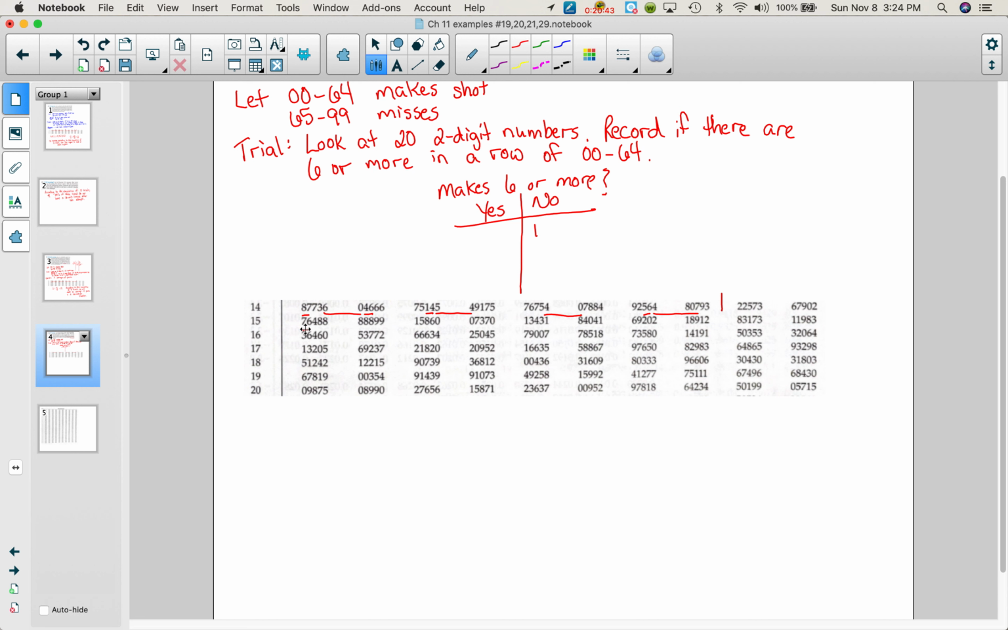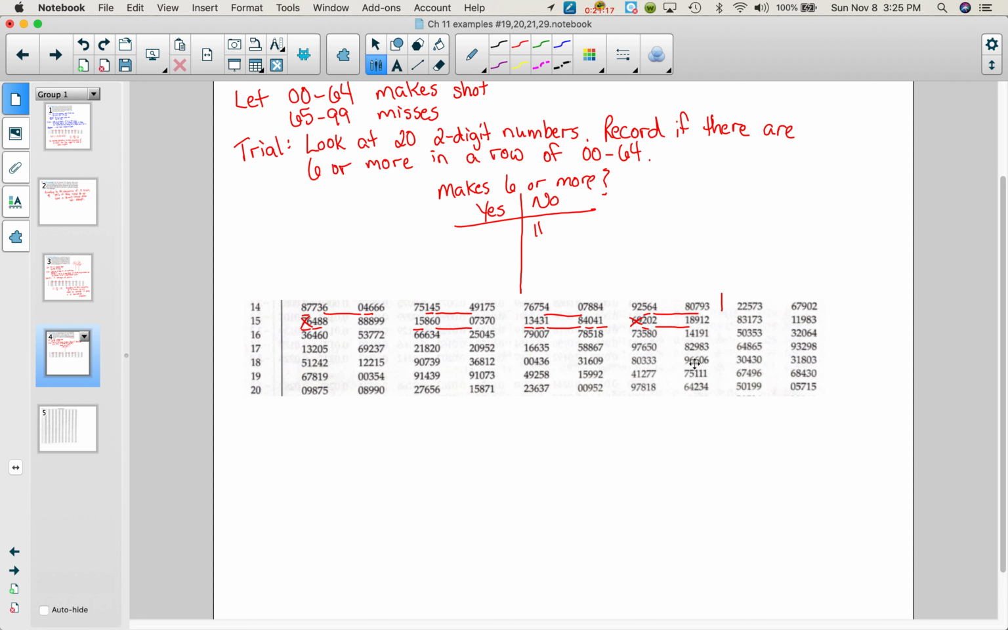So 76 was a miss, 48 makes it, 88 was a miss, 88 miss, 99 miss, 15 makes it, 86 is a miss. Remember again, I'm looking for 6 in a row. 0, 0 makes it, 73 misses, 70 misses, 13 makes it, 43 makes it, 18 makes it, 40 makes it, 41 makes it, 1, 2, 3, 4, 5 in a row, 69 misses. So she came close, 20, 21, and then she missed, another no.